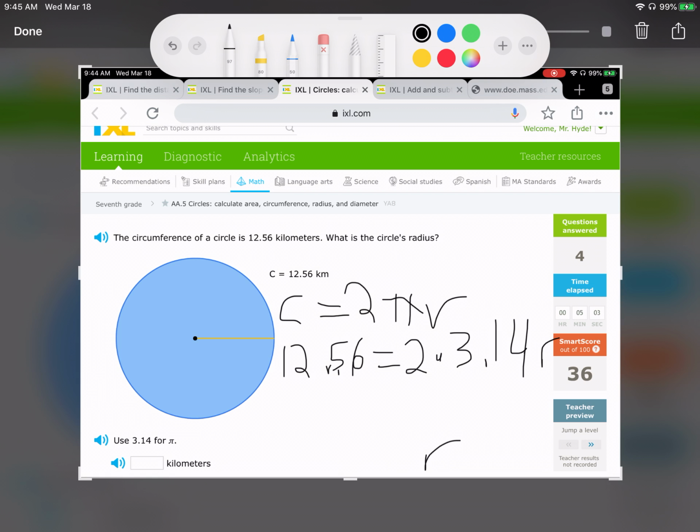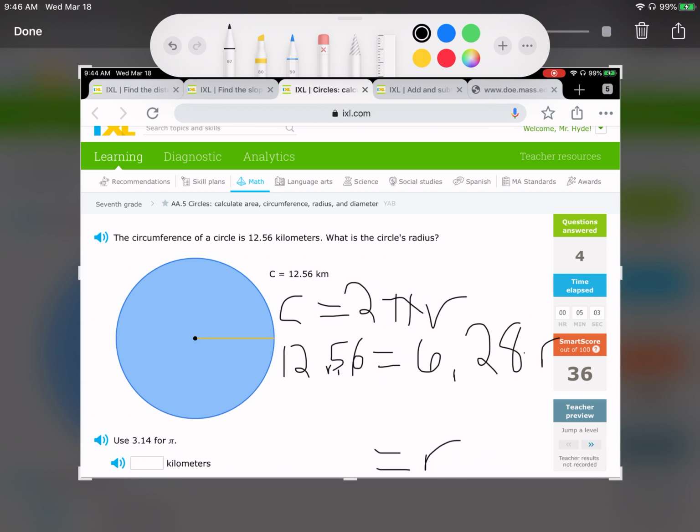So this one gets a little tougher, people. What happens is, next to R is 2 and 3.14. Some students like to divide by 2 and then divide by 3.14. You can do that easily, right? Some students like to say, Mr. Hyde, can I do 2 times 3.14? We can. So I could erase that for a second and say 2 times 3.14 is 6.28. And I can change that to 6.28.